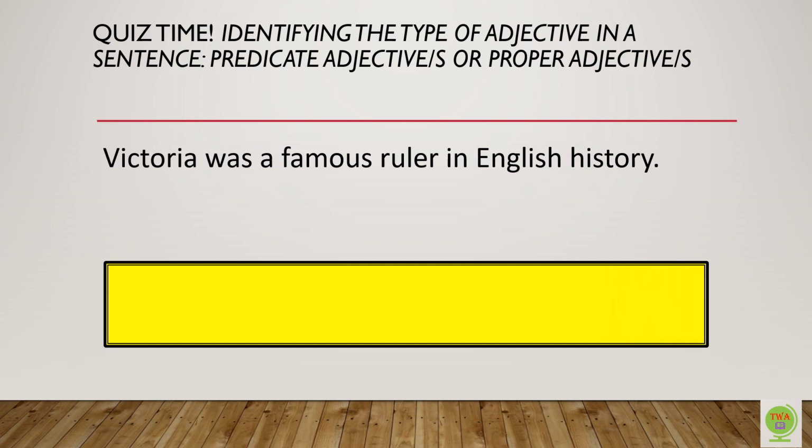Oops, time's up. Now, if your answer is proper adjective, you are correct. Why is this a proper adjective? From the word English, English history. English describes the word history, and history is a noun here. Okay, let's move to number two.